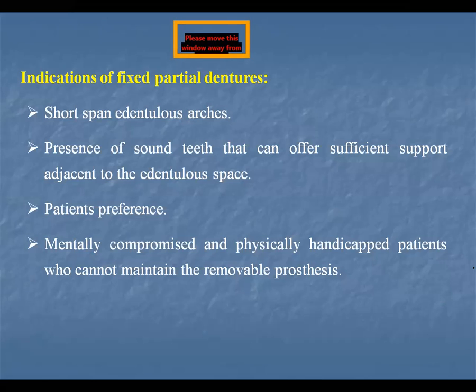Basically, when you go with sound teeth, the presence of sound teeth can offer sufficient support to the adjacent tooth and the edentulous spaces. So whenever we go with the indications, the first and foremost thing is the patient's preferences. If the patient wants fixed teeth, you have to make sure that you are giving him a fixed tooth. Otherwise, your patient will not be happy with your prosthesis. In cases of a mentally compromised patient, we don't advocate any removable partial denture. It is always good to give such a patient a fixed partial denture.